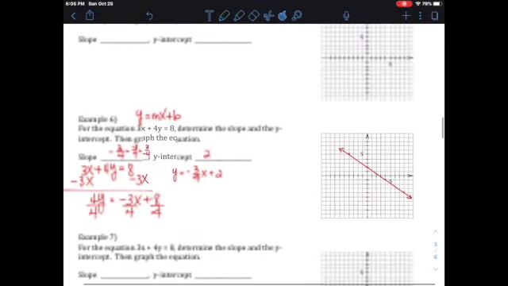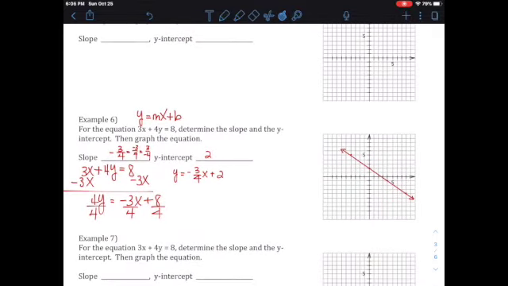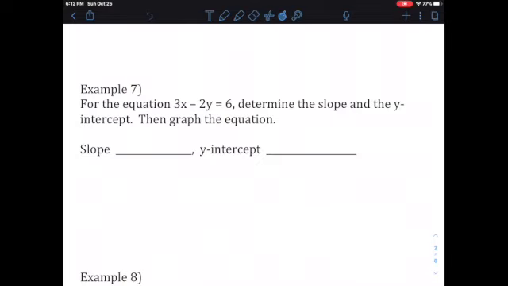That is problem number 6. I would like you guys to try number 7 and see, can you: 1, move it into y equals mx plus b form; 2, find your slope and y-intercept, which is m and b; 3, graph the equation. You can pause it now and then check your answer. I will put the answer on the video for you.